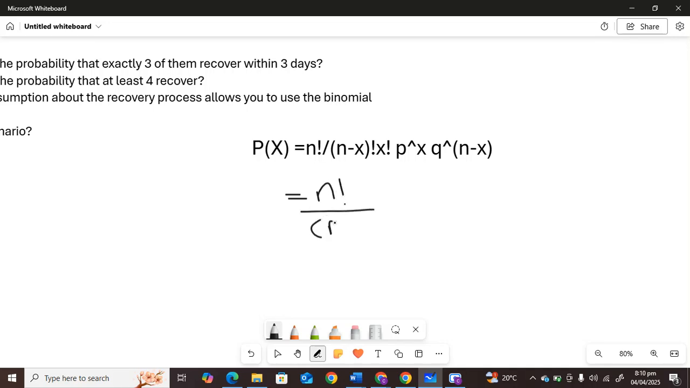Then I'll explain what each term or what each letter means. So this formula, you do not need to memorize it. It's given to you in your exams.